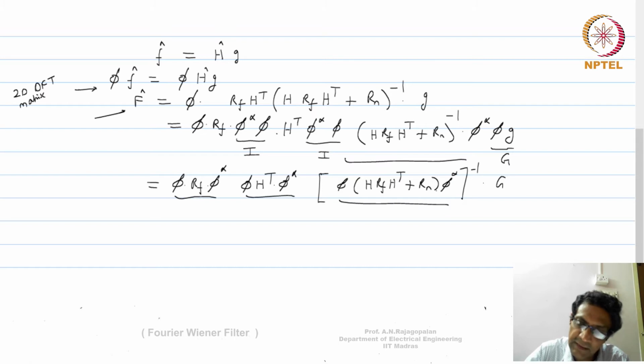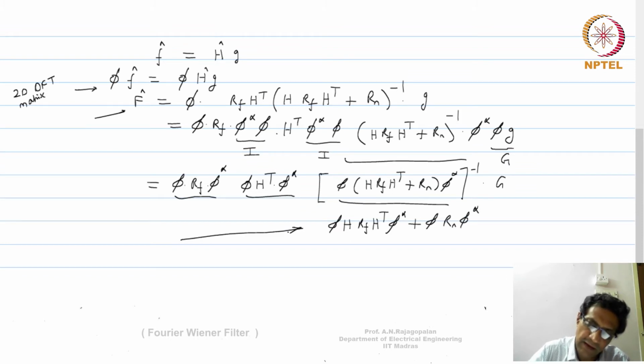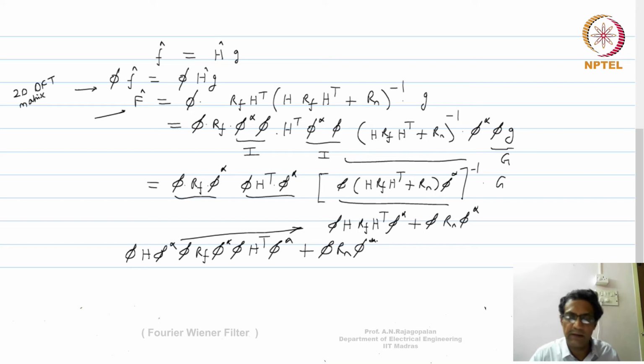Now this we can further simplify: you can push phi star in, and you get phi H RF H transpose phi star plus phi RN phi star. And this you can further simplify using the same trick: phi H phi star phi RF phi star phi H transpose phi star plus phi RN phi star. Now we are able to go into the Fourier domain for all the terms.